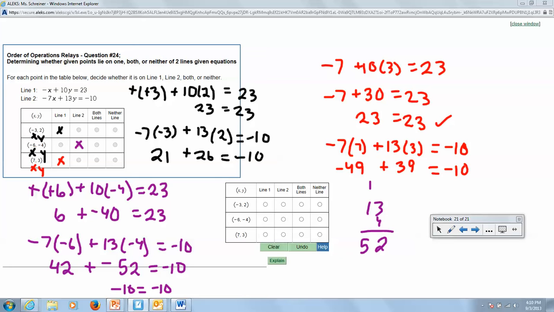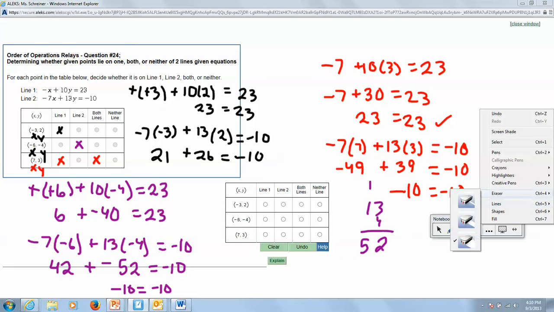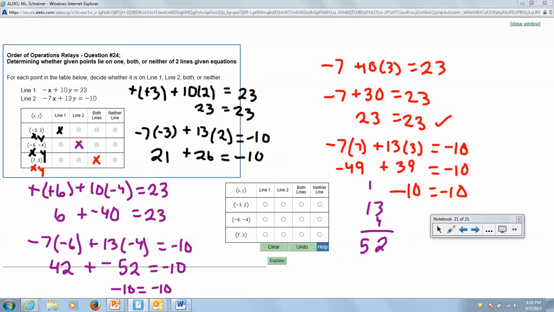To 10. -49, and that is going to give us -10. So that's going to work for both lines. So I'll erase my one line here, and that one works for both. And that's how you determine.